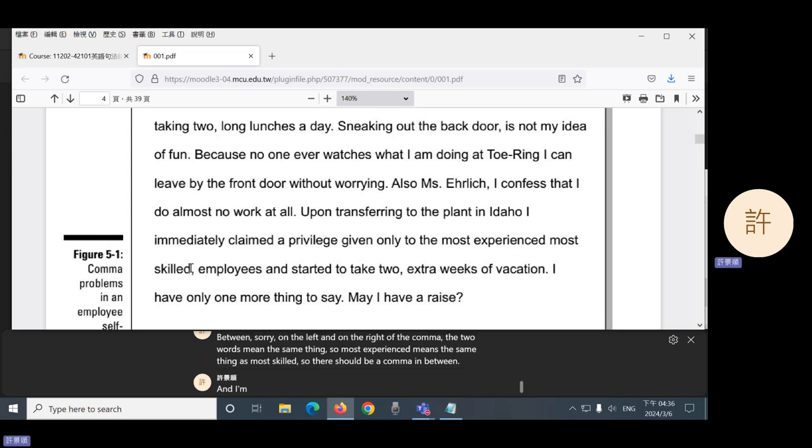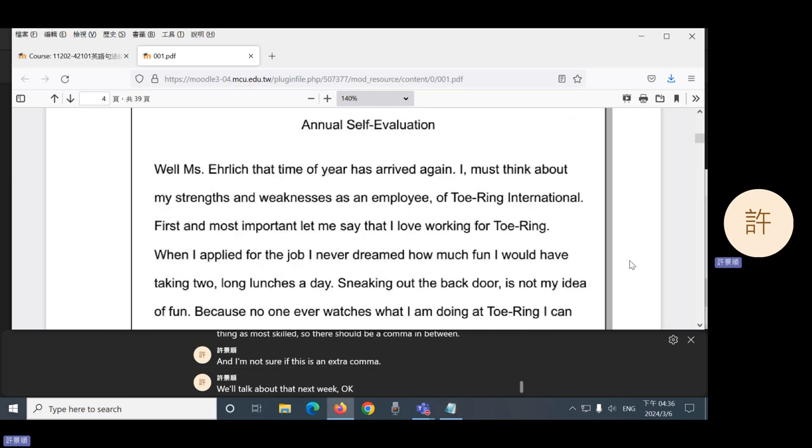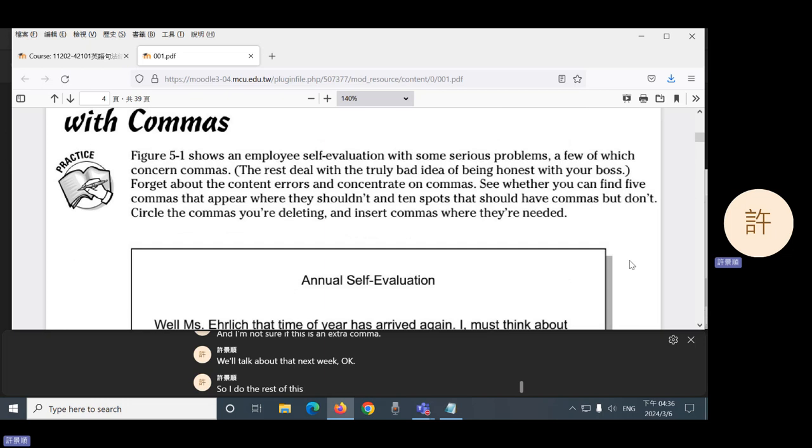And I'm not sure if this is an extra comma. We'll talk about that next week. Okay, so do the rest of this page. We'll compare answers next week, and then I will introduce the next unit.